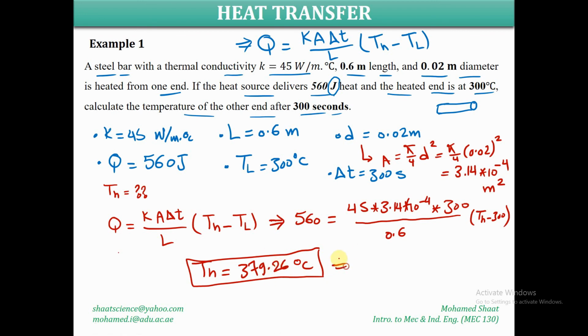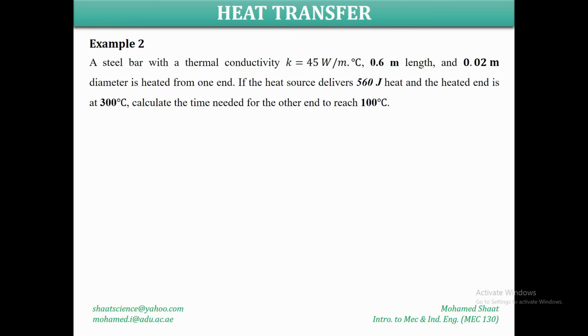If we decide to calculate the change in the temperature, your objective is just to subtract TH negative T low, and you're going to end up with the change in the temperature because of this amount of heat that had been delivered in 300 seconds. Make sense? The second example is typically the same.